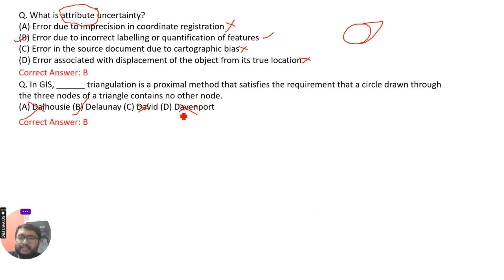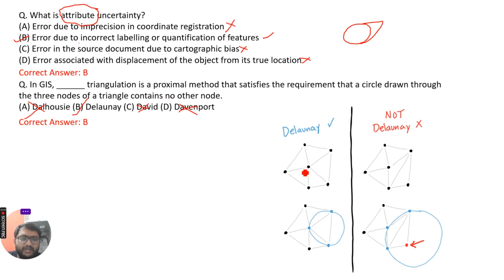And what this method specifies is that if you have different points and you make a circle using any three points like this, then it will not include any other point inside it. If you create a circle like this also, it will not include any point inside the circle. Similarly with this one. If we make this circle like this, it includes another point, so it is not a Delaunay triangle.